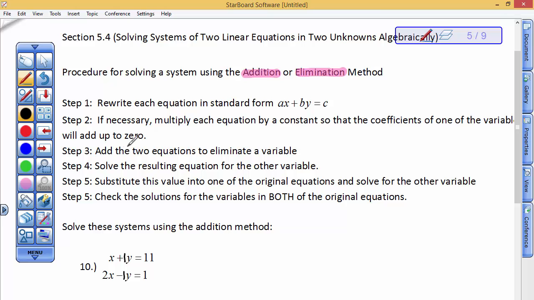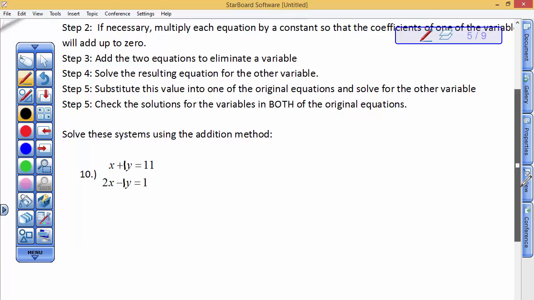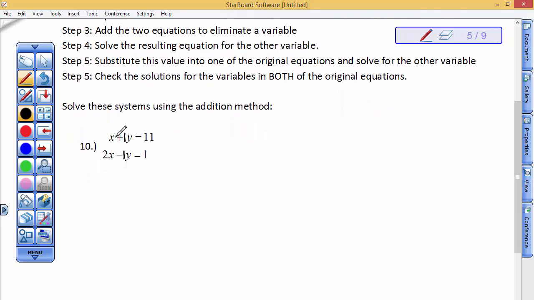So step number 3 is to add the two equations to eliminate a variable. So I'm going to go ahead here and do that. You just add. Remember, this is equal to this, and this is equal to this. So when you add the left sides and add the right sides, you're adding equal things. So this 1x and this 2x add to be 3x. This 1y and a -1y is gone.